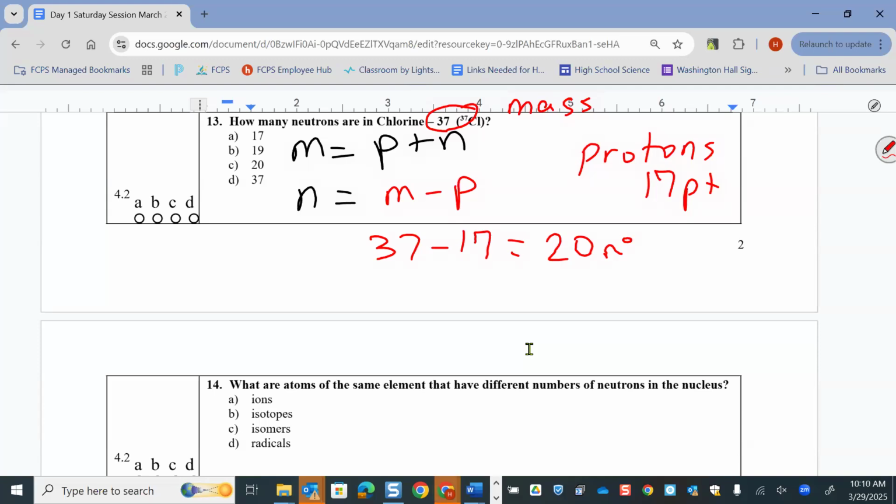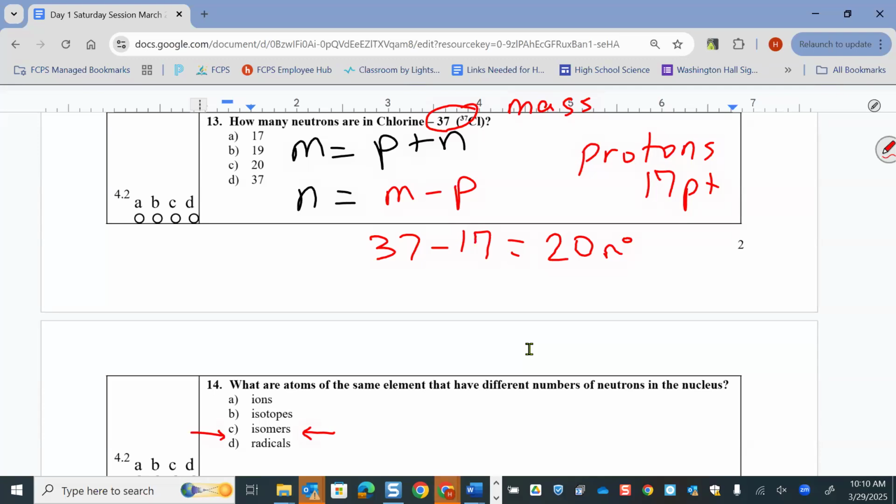So what about, let's look at number 14. Atoms of the same element have different numbers of neutrons. It's called what? Isotope. Actually, isomers, when you get to college organic chemistry, you'll talk about that one. Radicals and free radicals, we kind of mention every now and then. Well, plus we have free radicals. That's what I said, we kind of mentioned it.